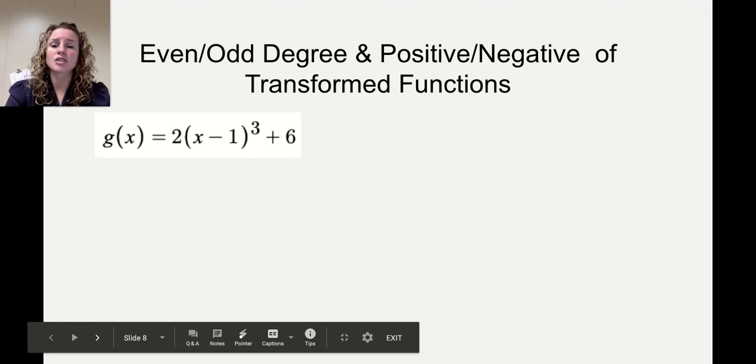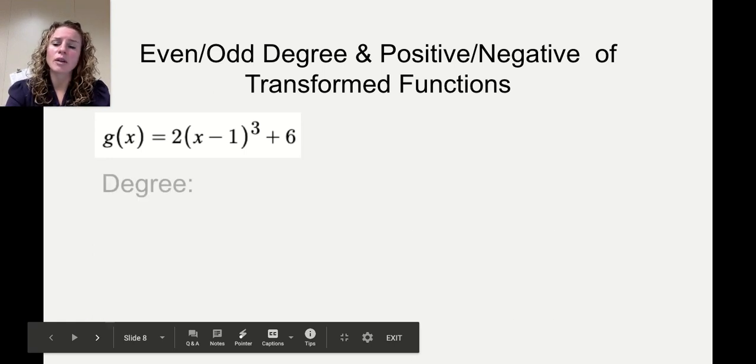Okay, so now let's look at a transformed function. So we've only looked at parent functions. We're going to go ahead and look at some examples of transformed functions. Okay, now we're not actually going to use transformations to graph it, but we're going to kind of come up with some, the degree and the leading coefficient, so some ways to kind of sketch the graph without having actual points.